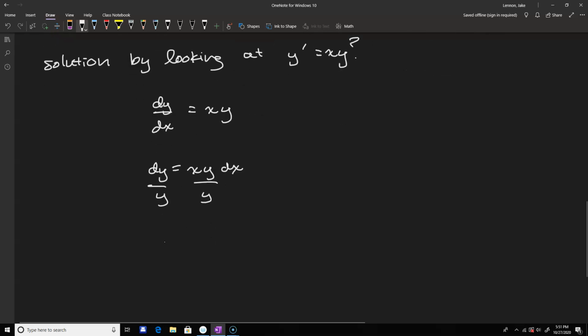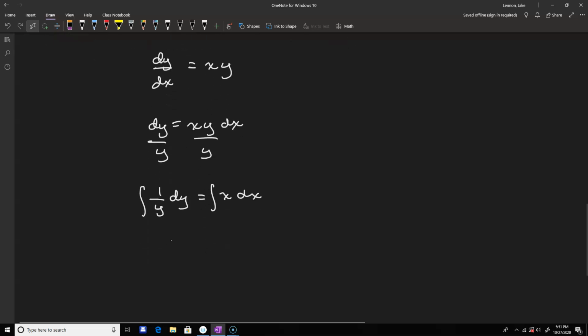And we would end up with 1 over y times our dy on the left, and we would just have x times dx on the right. And since we have differentials there, we can get rid of those by just integrating both sides. And once you do that, you end up with the natural log of the absolute value of y is equal to x squared over 2. And technically there would be plus a constant here.